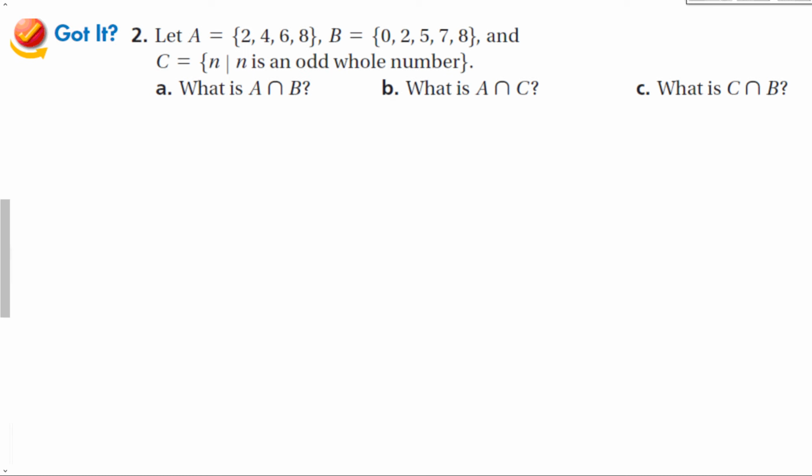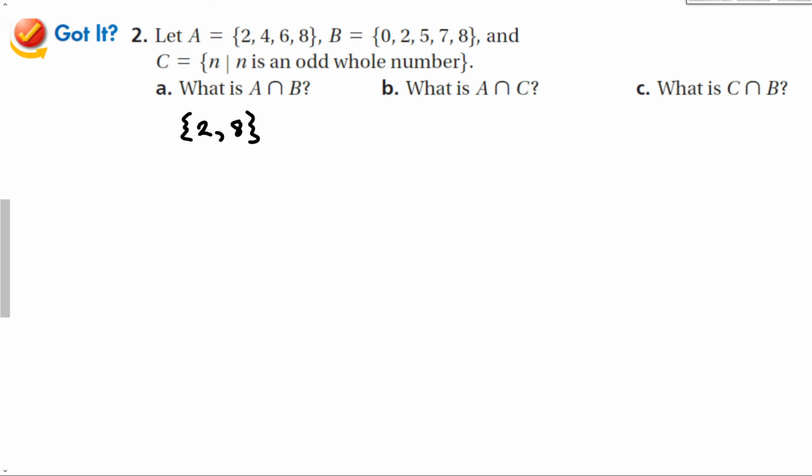Okay, so let A equal {2, 4, 6, 8}, let B equal {0, 2, 5, 7, 8}, and C is going to be n such that n is an odd whole number. Let's see if we can figure this out without having to write out set C. A intersect B, nice and easy. Just look at these two, and what do they have in common? They have 2, not a 4, not a 6, and they have an 8. So A intersect B is 2 and 8.